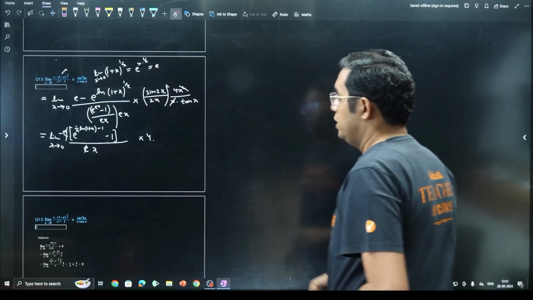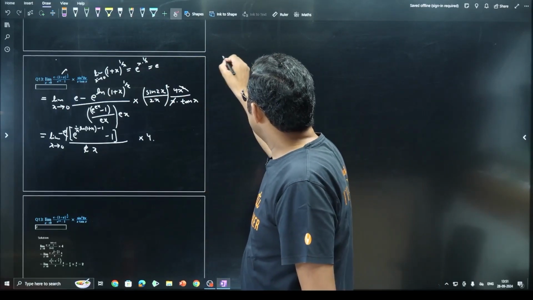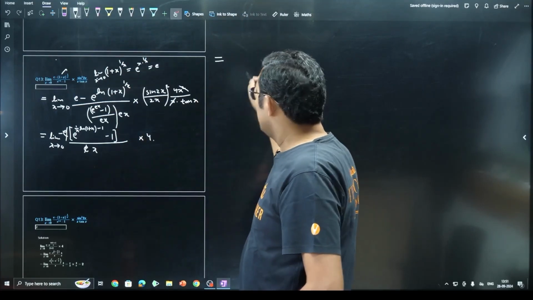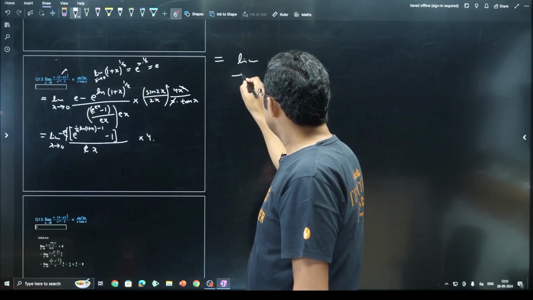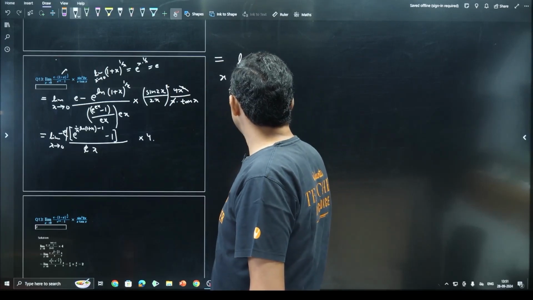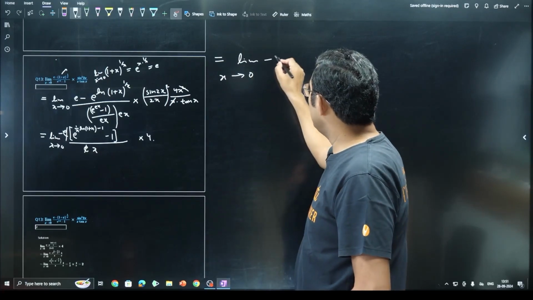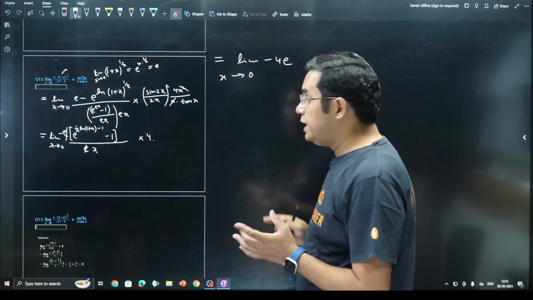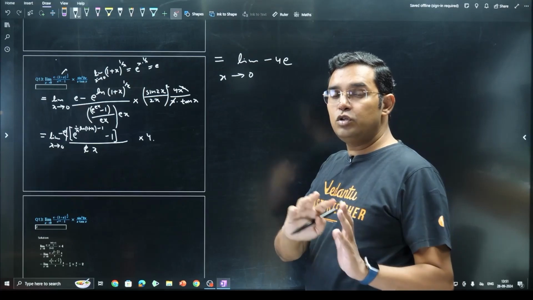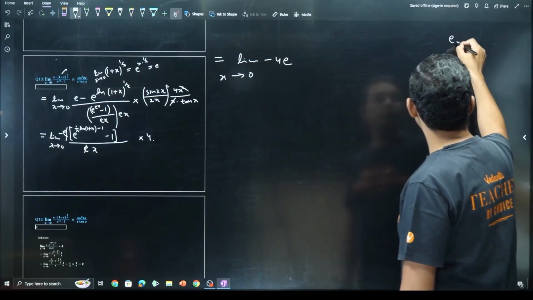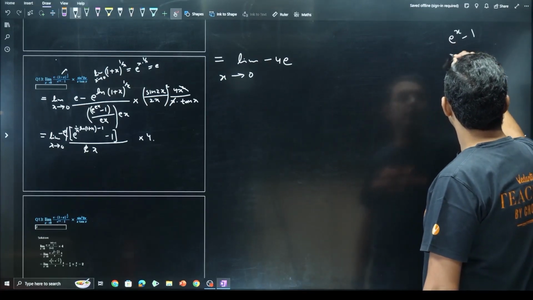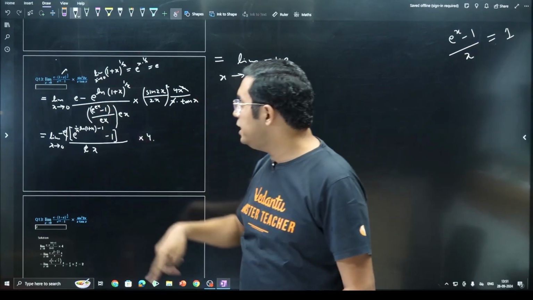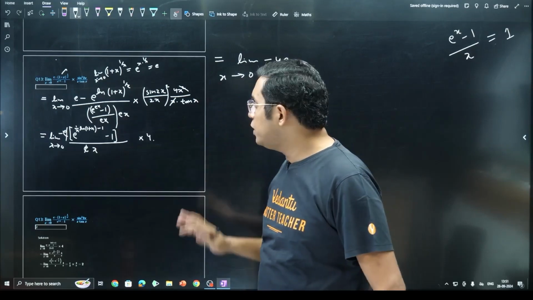Now to do this question, what I'll do here is limit x approaches to 0, and minus 4e I can write outside, and for that once again I will use that standard result, e raised to the power x minus 1 upon x equal to 1 when x tending to 0, which we have already used when we wrote this e raised to the power e into x minus 1 upon ex as 1.